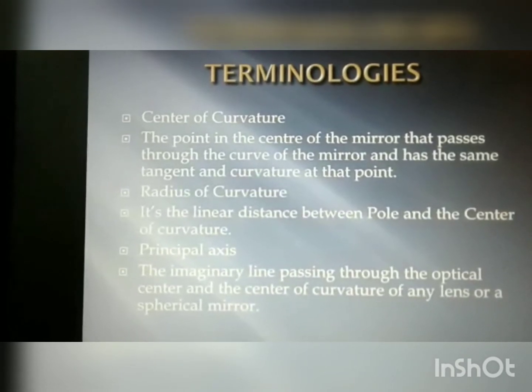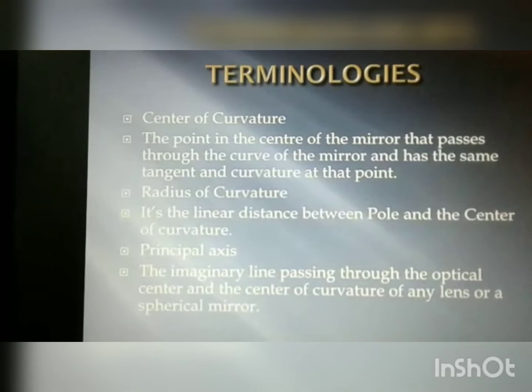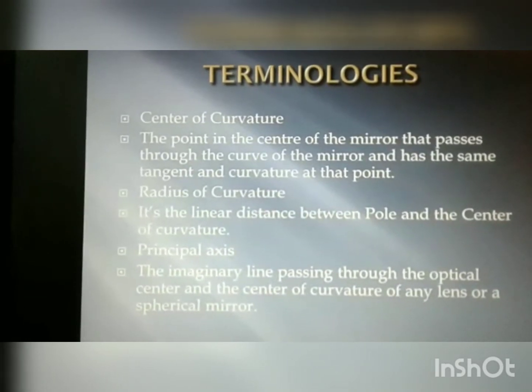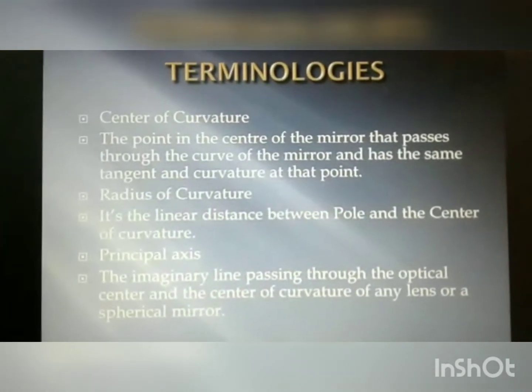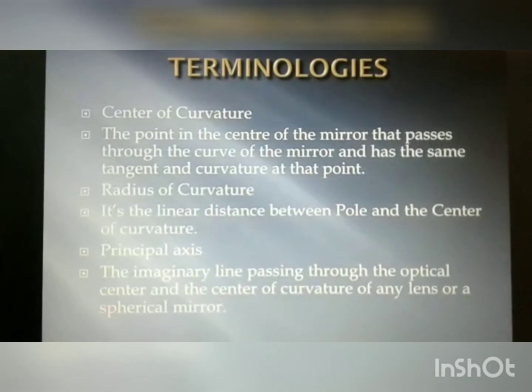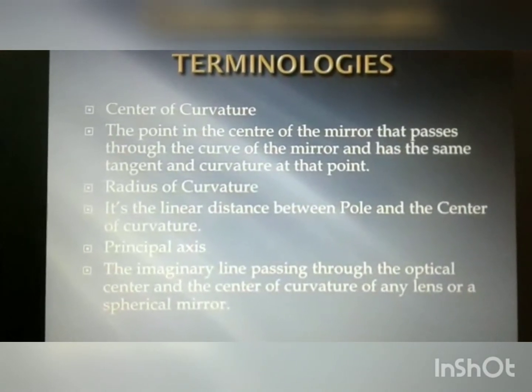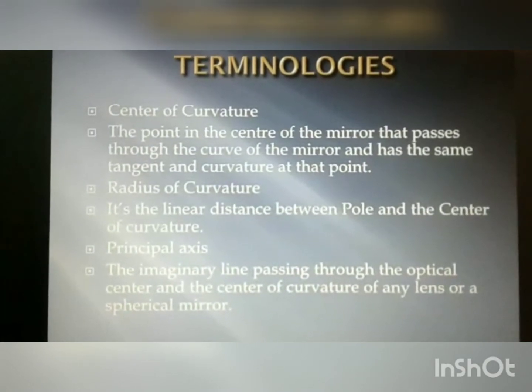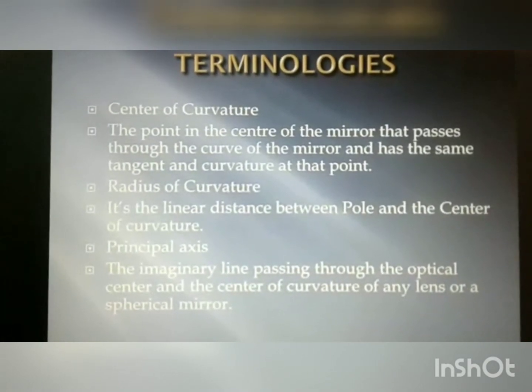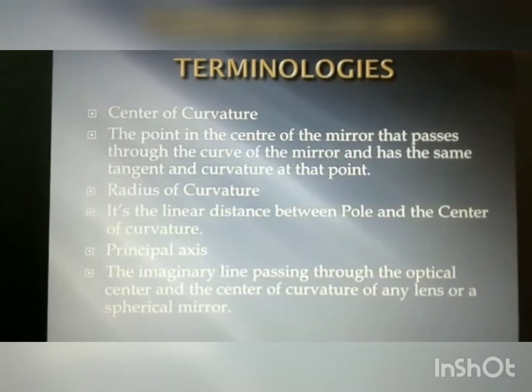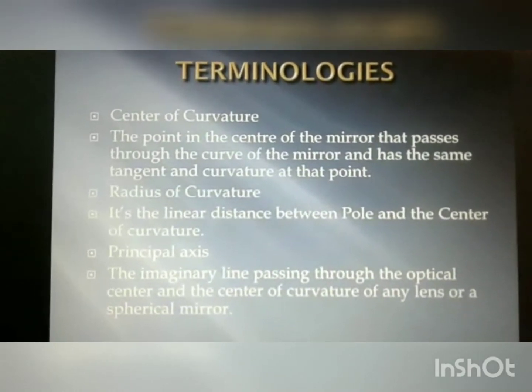Next is principal axis, an imaginary line passing through the optical center and the center of curvature of any lens or spherical mirror, or we can also say an imaginary line which passes through pole and center of curvature of a mirror is called principal axis of the mirror.